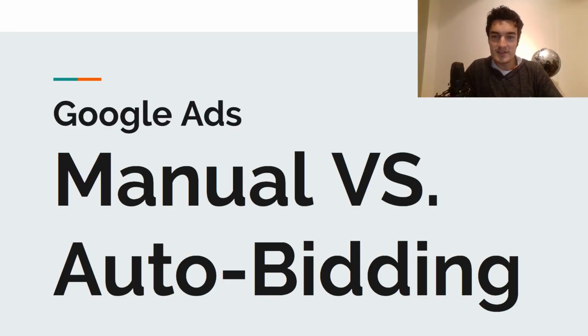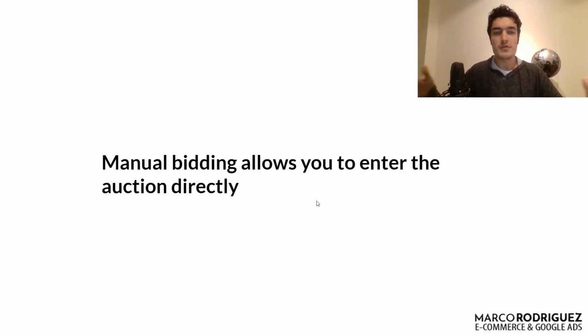Alright, so let's discuss which bidding strategy type to use. Then a little bit later in the video, I will show you the right bidding strategy type for the different stages of your business, which I think will be very, very helpful. And in the end, I will end this video with some very important notes and tips on those two bidding strategy types in general. Let's start with the fact that manual bidding allows you to enter the auction directly.